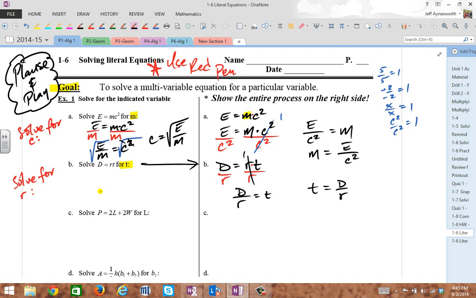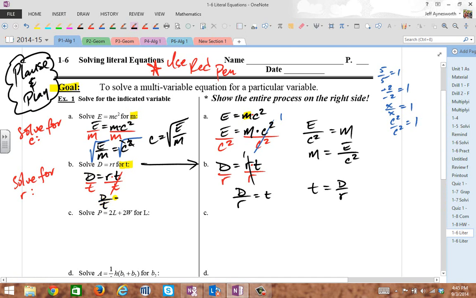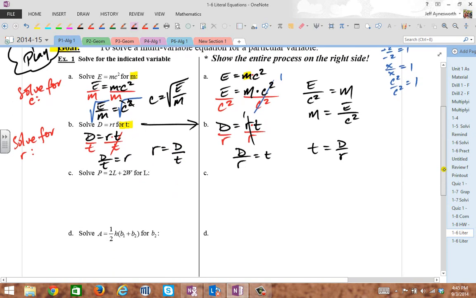All right. Hopefully you did your best. Let's take d equals rt, and let's solve for r now, the variable r. Now, r is being multiplied by t. So I have to divide by t to cancel that out and isolate my variable. And I get distance divided by time equals r, or r equals distance divided by the time here. Again, you can switch the sides of the equation anytime you like.